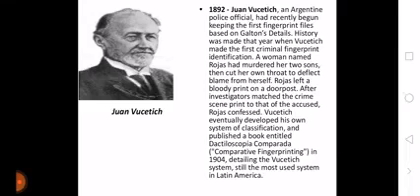In 1892, Juan Vucetich, an Argentine police official, had recently begun keeping the first fingerprint files based on Galton's details. History was made that year when Vucetich made the first criminal fingerprint identification. A woman named Rojas had murdered her two sons, then cut her own throat to deflect blame from herself. Rojas left a bloody print on a doorpost. After investigators matched the crime scene print to that of the accused, Rojas confessed.